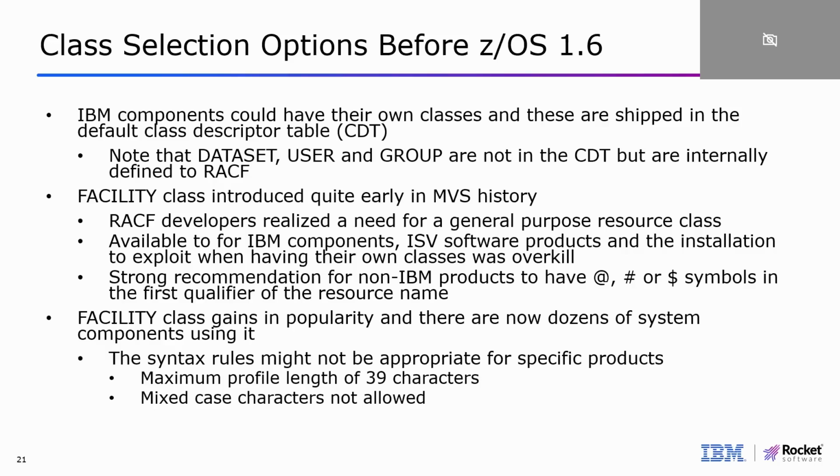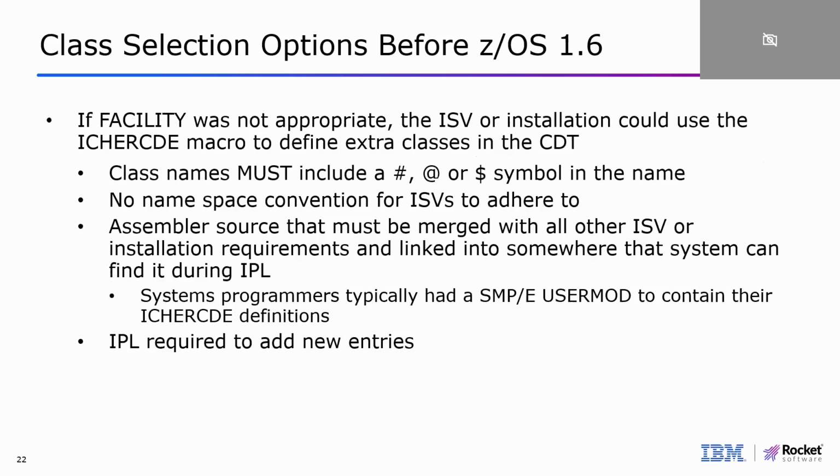And if you're not an IBM component, you are going to have to use instructions in the installation manual to add your own class to the list of classes in what's called the class descriptor table, CDT. And using the ICHERCDE macro, you can run some assembly jobs that would build the new classes that were going to be added. And that would be active at the next IPL. Those classes would be included.